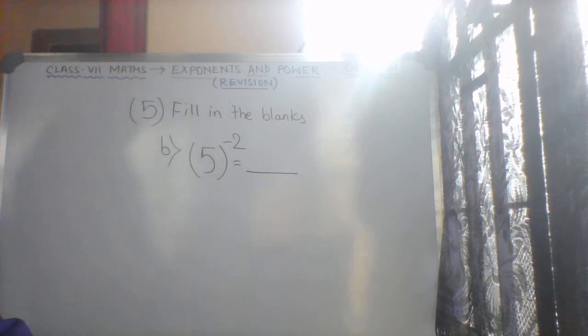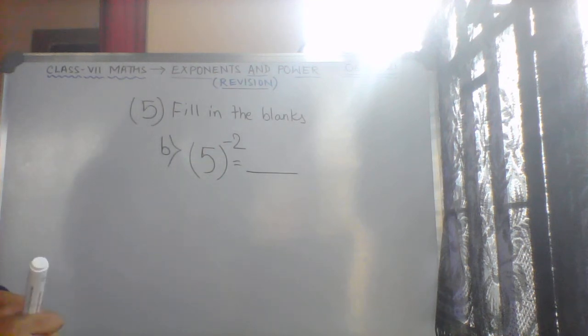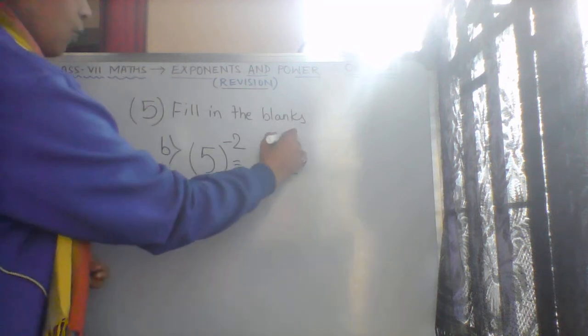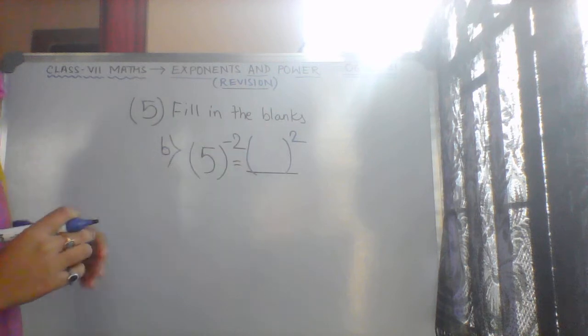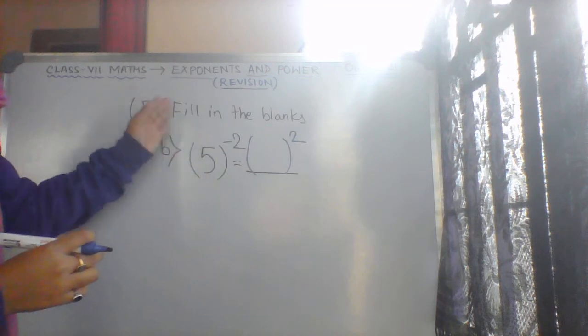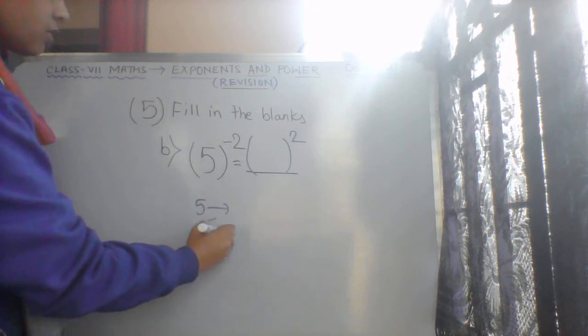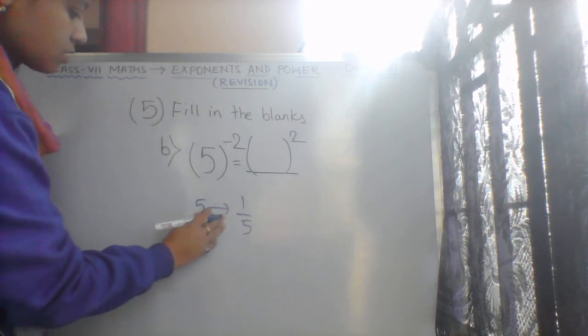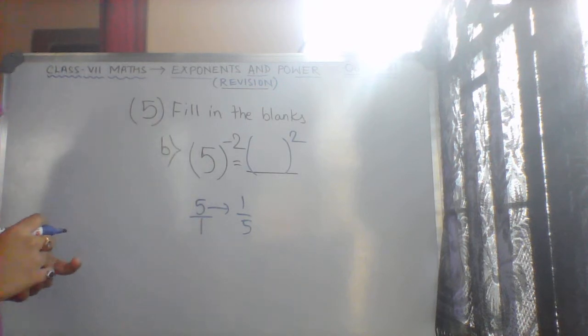Yes. Here we have 5 to the power minus 2. When I change the sign of the power, that part gets reciprocal. What is the reciprocal of 5? It is 1 by 5, because if 5 is there, nothing is in the denominator, which means 1 is there.